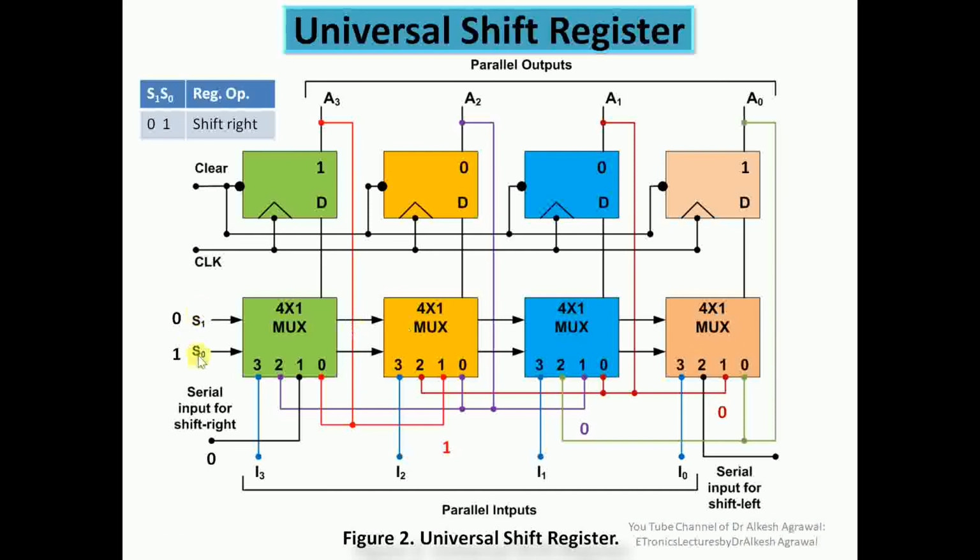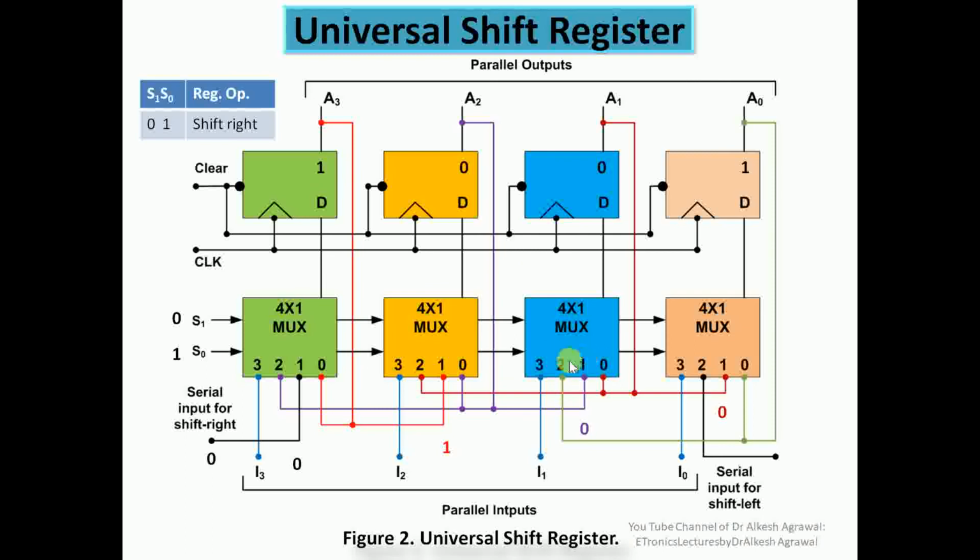Now we have given 0 1 as selection. So what will happen? We are giving 0 input to this one. At this 1 channel, the first input, we have an external input 0. At this one, this is the value which is stored in the first flip-flop.